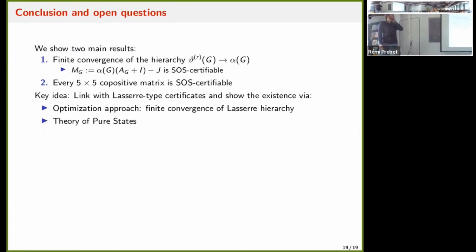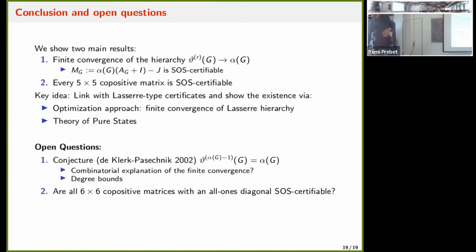Okay, so let me conclude. We showed two main results. The first main result was showing finite convergence of the Lasserre functions in the hierarchy. In other words, we showed that the matrix M_G is SOS certifiable. And the second main result is that every 5 by 5 copositive matrix is SOS certifiable. The key idea was to link these certificates with Lasserre-type certificates and show the existence of that certificate via an optimization approach, showing finite convergence of a certain Lasserre hierarchy, and also by the theory of pure states.